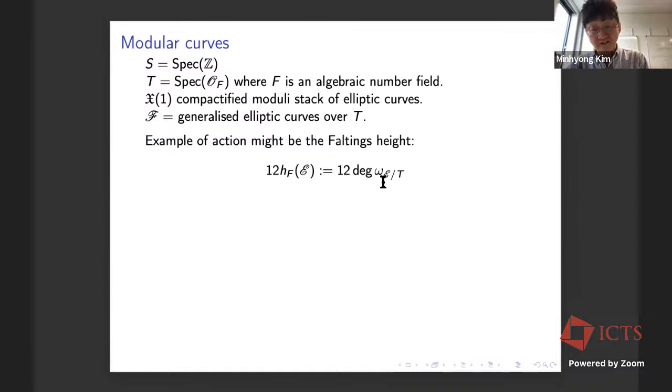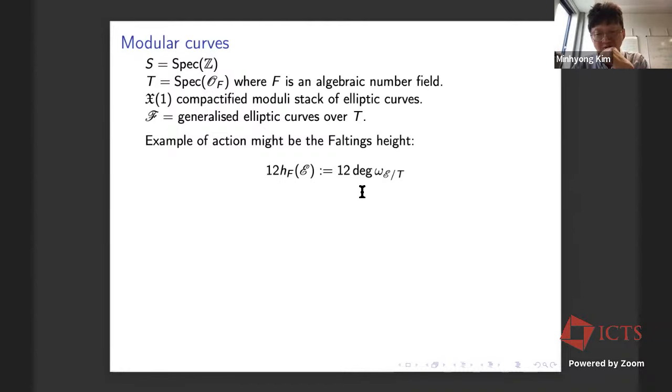So you can take its degree as an Arakelov line bundle. And that is very much like a global integral over T, since you're considering the contribution from all places and taking a sum. That's how you compute this degree. So it is very much like a global action that you associate to any elliptic curve, which, remember, is a section of this compactified moduli stack of elliptic curves. In other words, this is a natural function on the space of sections.